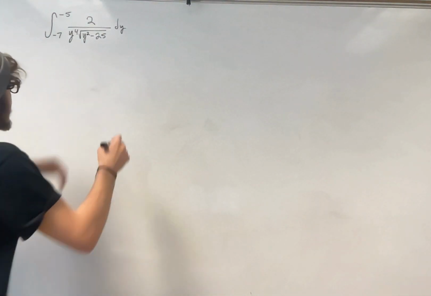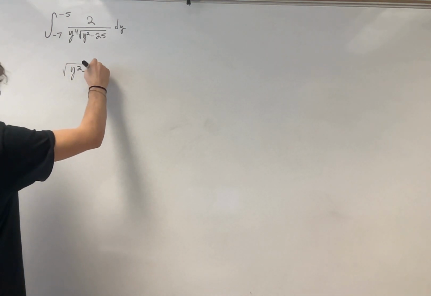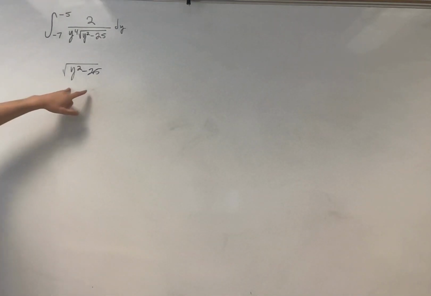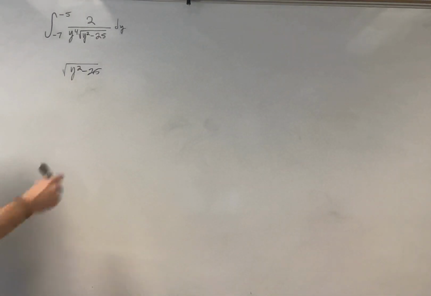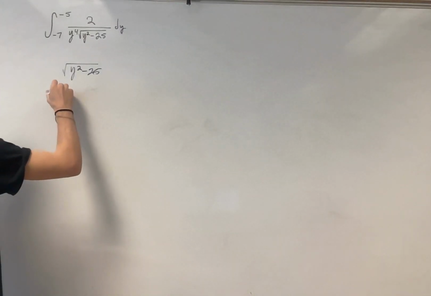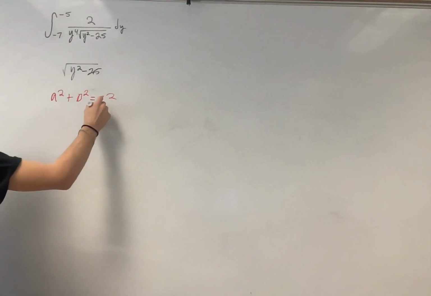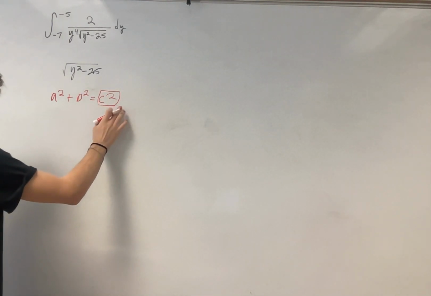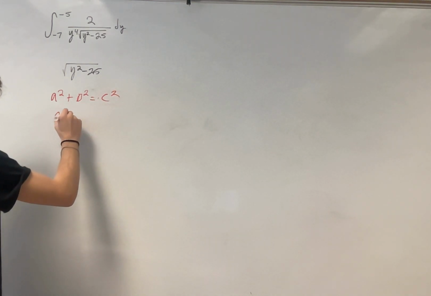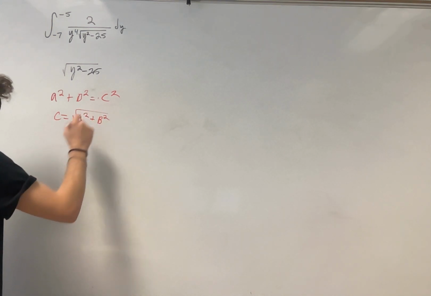Let's break down what this actually is saying. y squared minus 25 is what we're really interested in. Take a look at it. You kind of notice there's two squares and there's a square root. Hopefully it looks analogous to Pythagoras's theorem: a squared plus b squared equals c squared. And if we want to find c by itself, we just have to take the square root. So c is equal to the square root of a squared plus b squared.